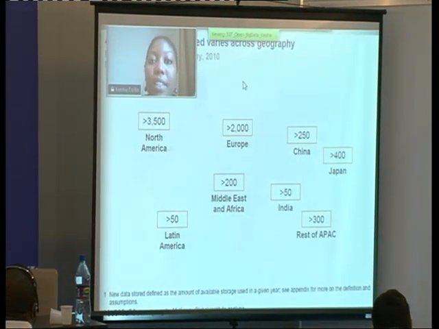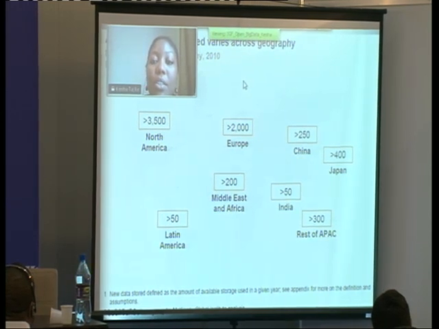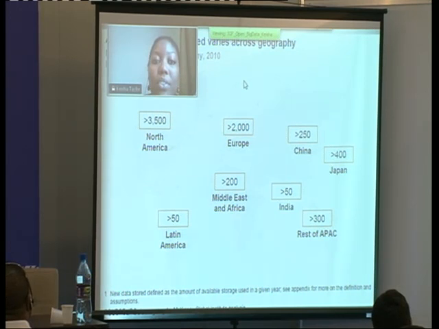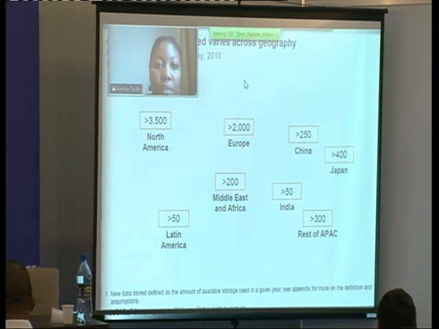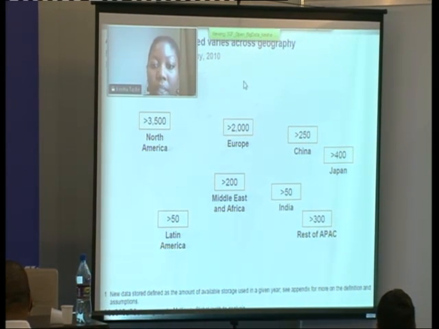The amount of data that is stored across geography, here I thought I'd illustrate how it is being differentiated across regions. So in North America, there's 3,500 petabytes, Europe 2,000 petabytes, but in other regions, it's comparatively much less, especially when you consider the population. This clearly points to who is actually in control of the world's data and who contributes most to the global data pool.